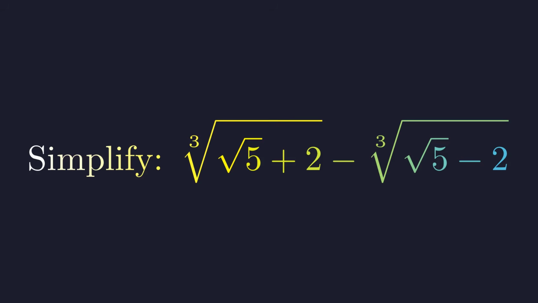Welcome back to Mental Math. This problem looks incredibly intimidating. We have nested roots, cube roots wrapped around square roots, and it is not at all obvious how to simplify this. But the solution is shockingly elegant.